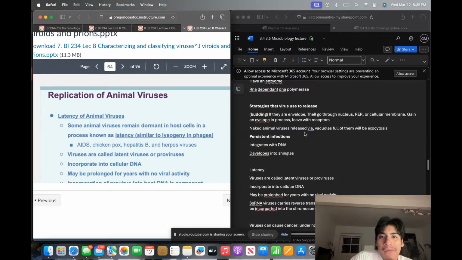All right, let's look at my notes. Budding: if they are enveloped, they go through the nucleus, the rough endoplasmic reticulum, or the cellular membrane, because these have phospholipid bilayers. The nucleus, the RER.